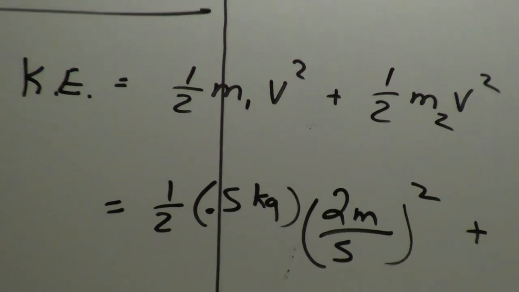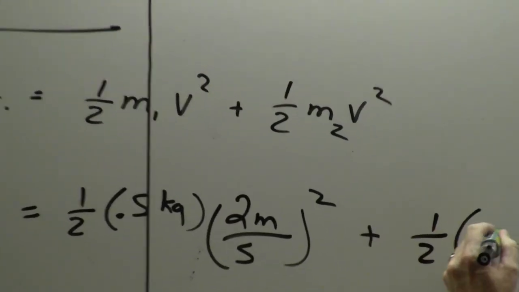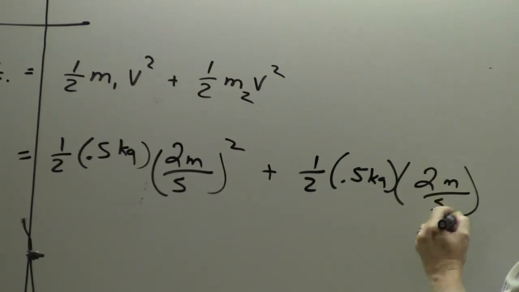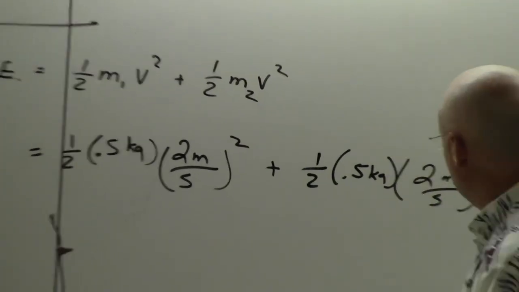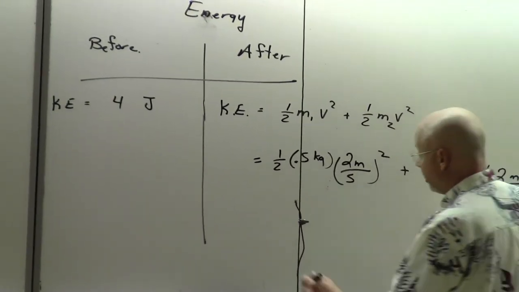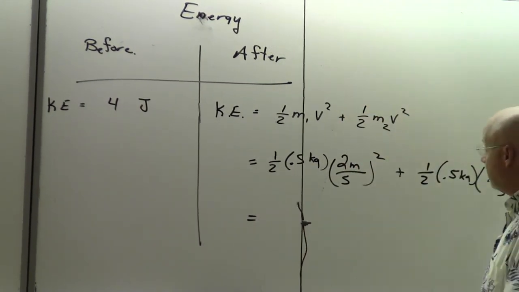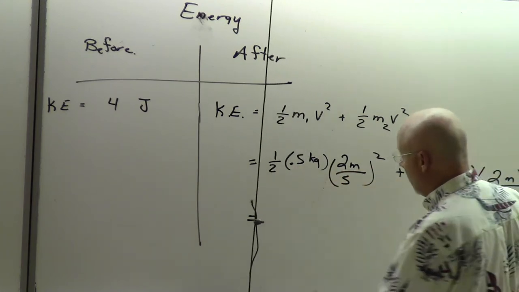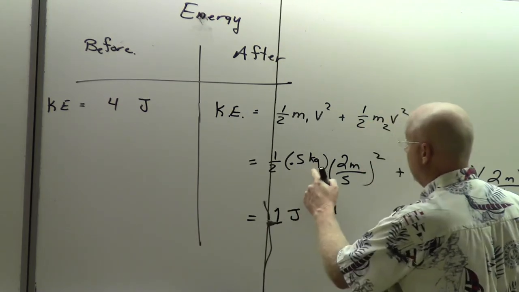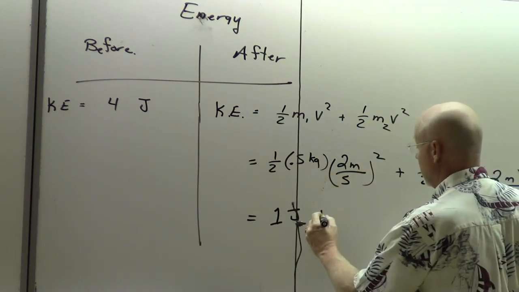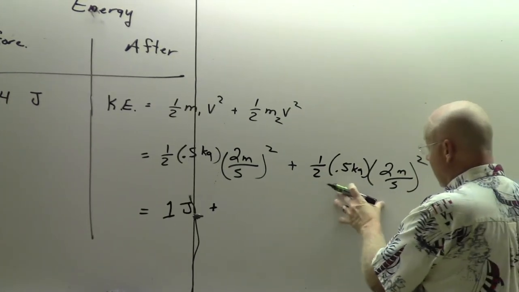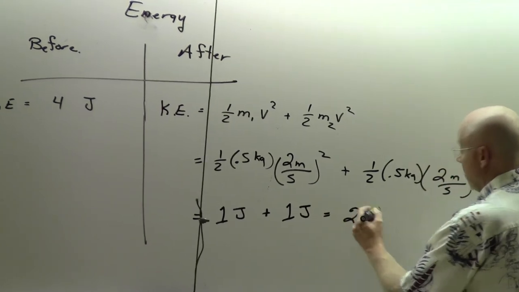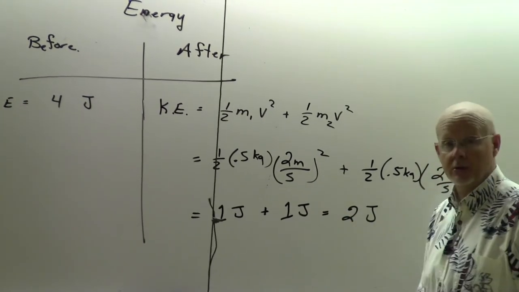And then likewise here, the second one, which was stationary originally, would now be moving with a speed of 2. If I run through this math, 2 squared is 4. Half of that is 2, half of that is 1. So this comes out to be 1 joule. Remember, a kilogram meter squared over a second squared is a joule. And the second one has the same numbers, so it would be 1 joule. And so there's a total of 2 joules.